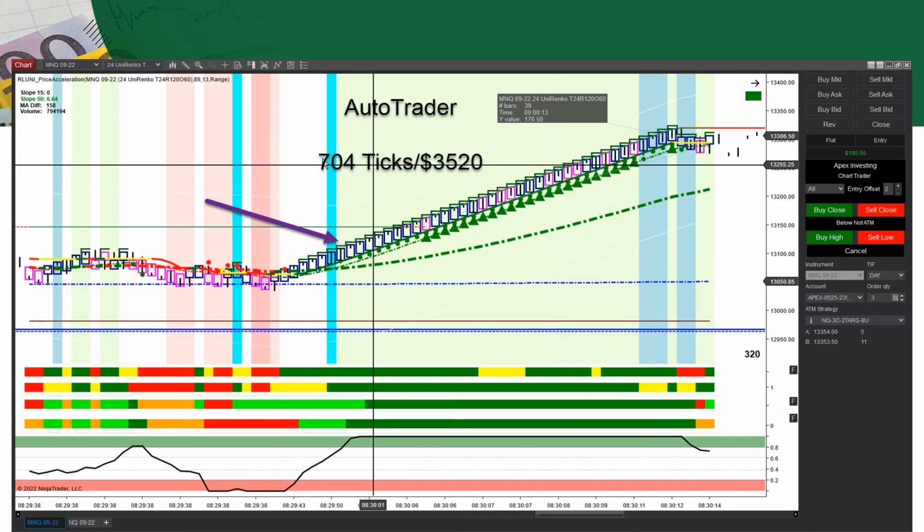Super easy to do. MNQ, Unirenko. I must have closed that chart by mistake because I need a chart to be able to show you a couple things. All right, let's do 5 days. Let's do MNQ swing trade. Where is my template? Oh, here it is.